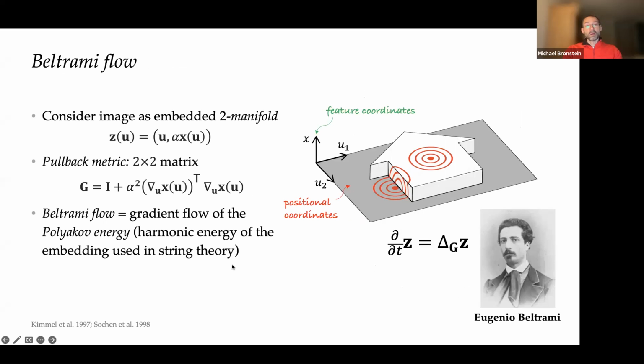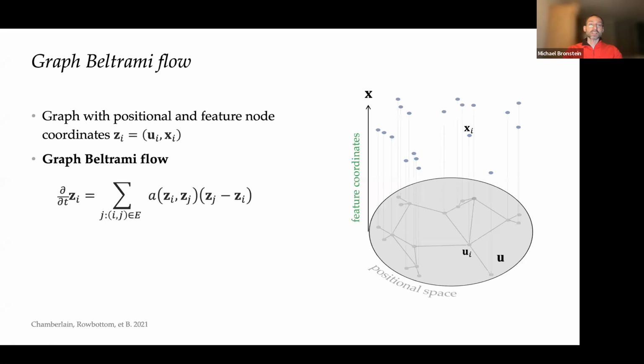So basically, what we can do for images, we can also apply to graphs. And in this case, we can think of a graph as every node having two types of coordinates. So we have a positional component that I denote by U, and a feature component that I denote by X. And together, I denote these coordinates by Z. And the positional coordinate can be any positional representation of the graph. So it can be some embedding in some continuous space. It doesn't need to be Euclidean.